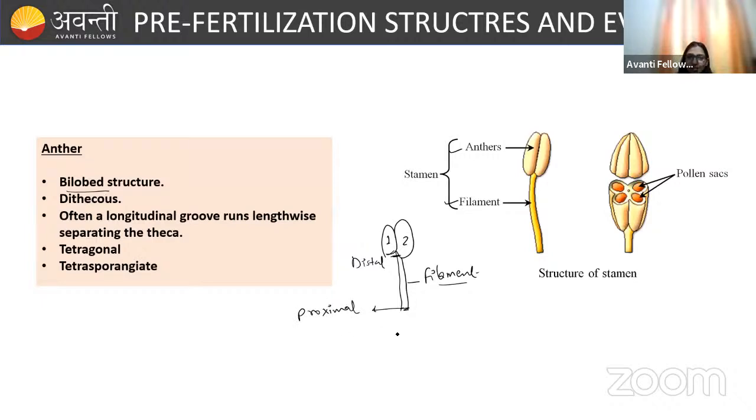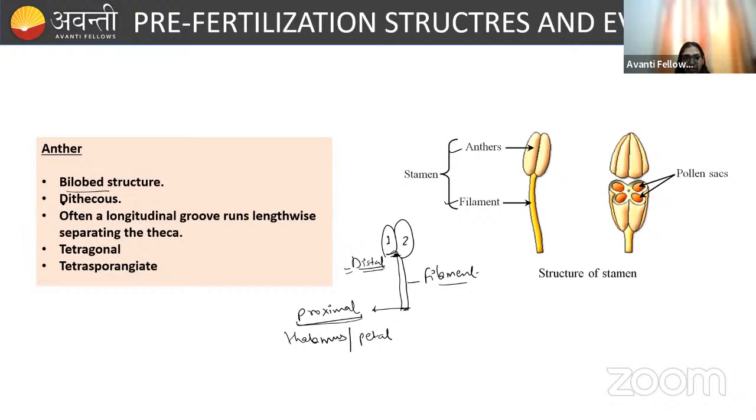We are calling proximal and distal with respect to the thalamus. The end which is closest to the thalamus is known as proximal, and the end of the filament which is away from the thalamus is known as distal. So the proximal end of the filament is attached to the thalamus or petal. And the distal part of the filament is attached to the anther. Remember this.